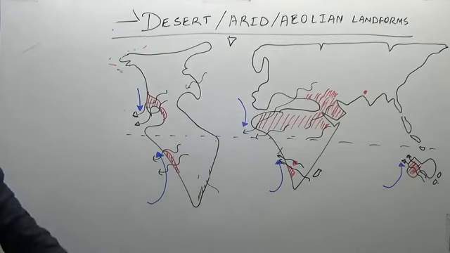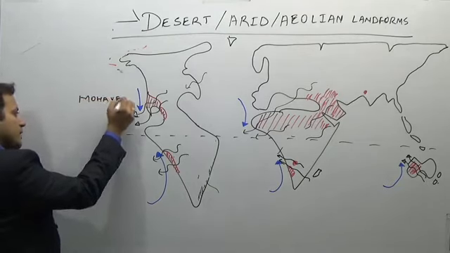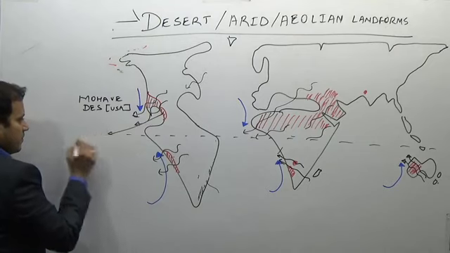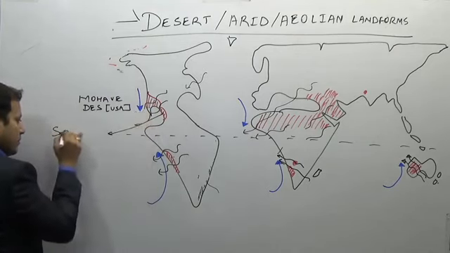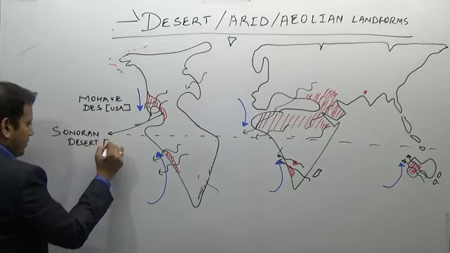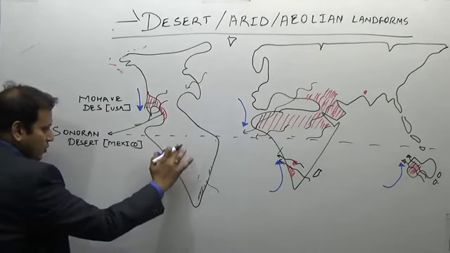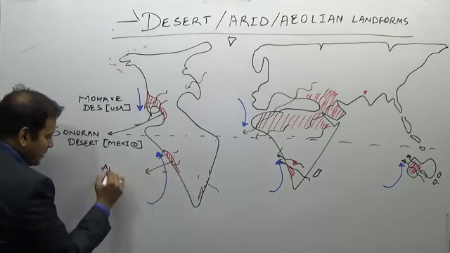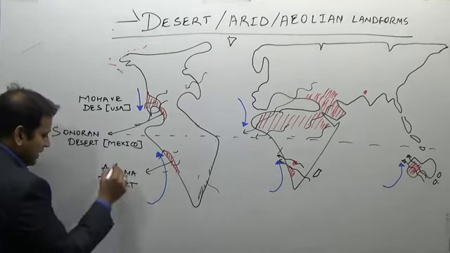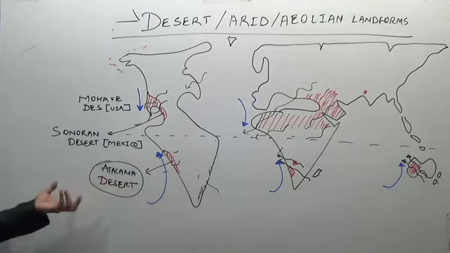Now, if we look at the different kinds of deserts, what are the different deserts? These are the Mojave Desert, USA. It is the Sonoran Desert, Mexico. Forget about these black lines, they were just to show you the trade winds. This is the Atacama Desert, South America in Chile, the driest desert in the world, where the rainfall is just 5 centimeters.